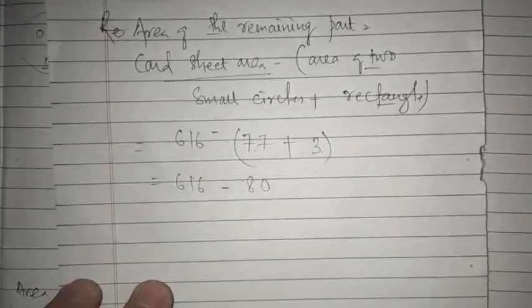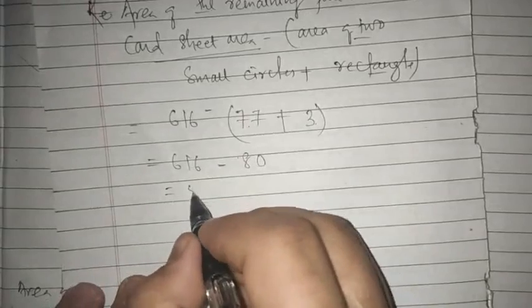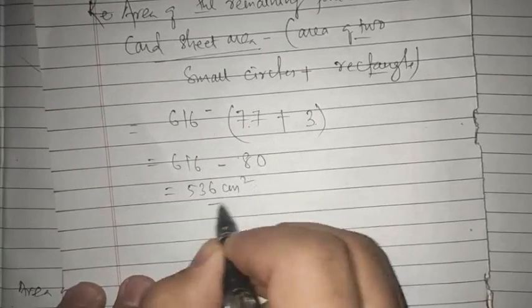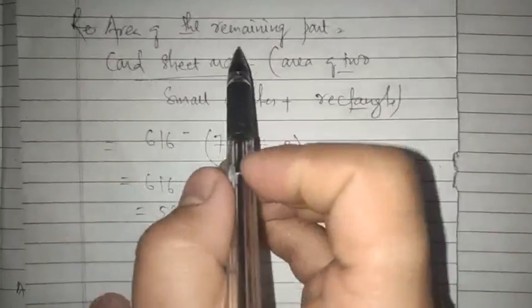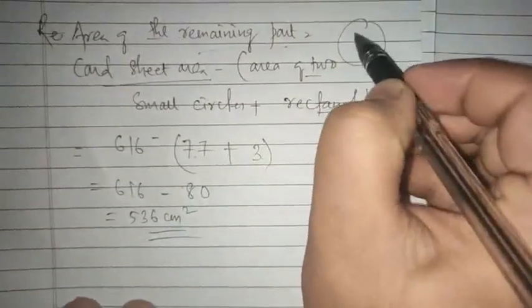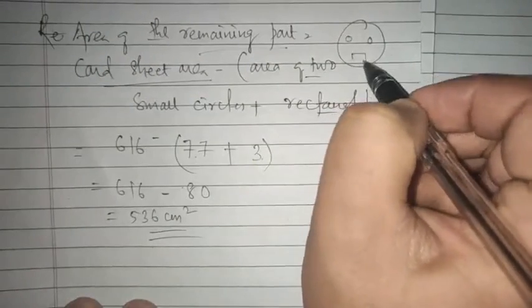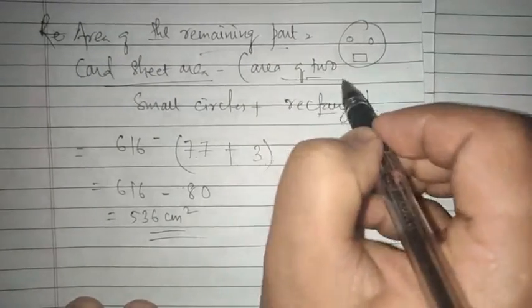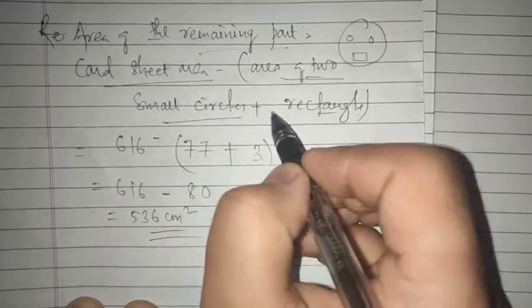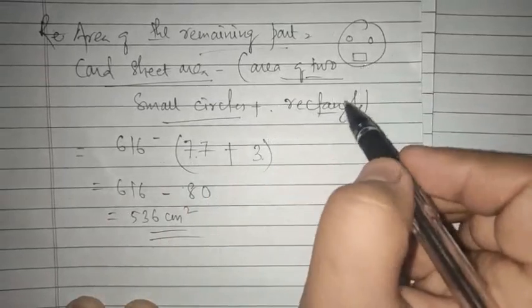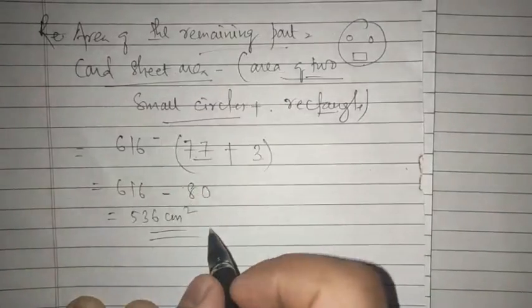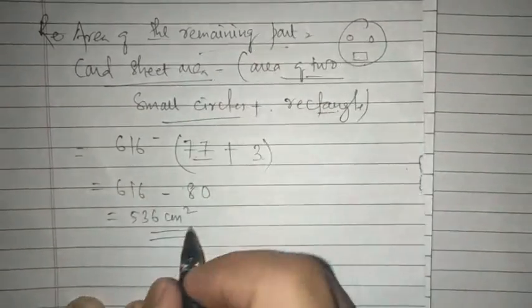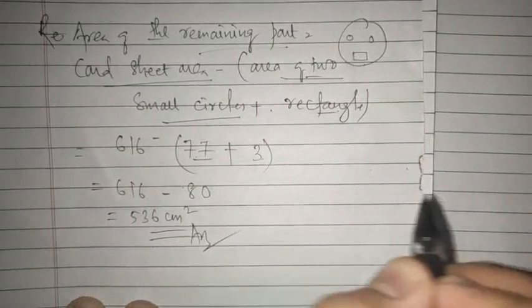So when you subtract this, you'll get 536 centimeter square as the answer. Understood what I did? The concept is very easy. So area of the remaining part we were supposed to find. That is after removing these two circles and after removing this one rectangle. That means the area of the two small circles we found, plus area of the rectangle also we found, which we got 77 centimeter. So the area of the small remaining part after removing these two is 536 centimeter square.